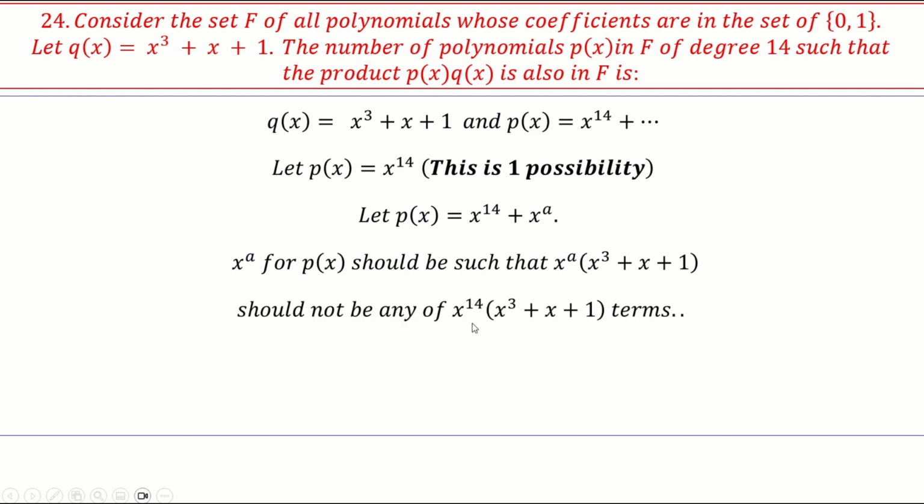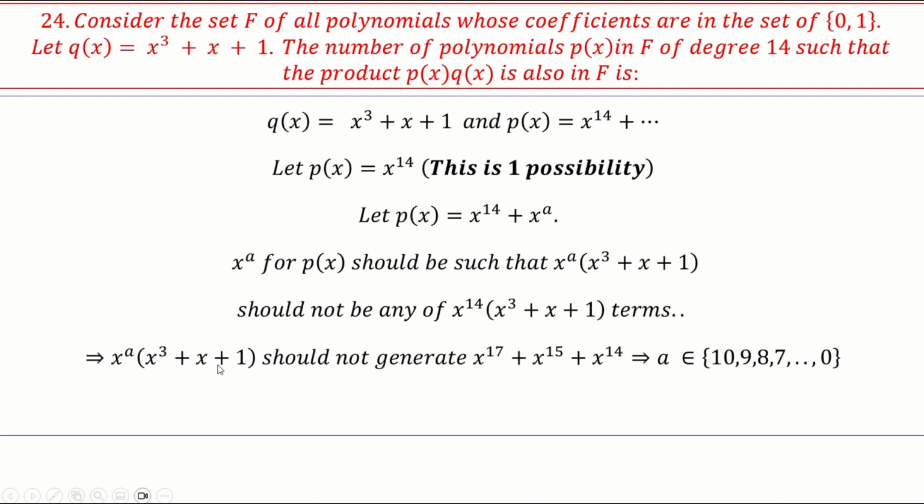should not be any of x power 14 into, correct? First I will multiply this q of x with x power 14. I get some 3 terms, okay? X power a into q of x should not form any of these 3 terms, correct? If it forms, what happens? Quotient will become 2.